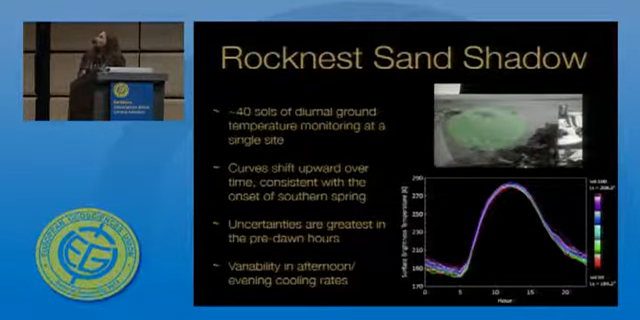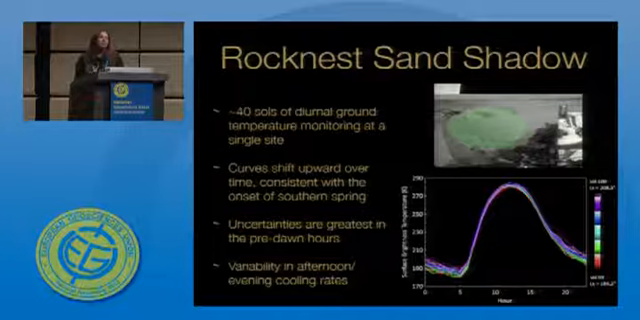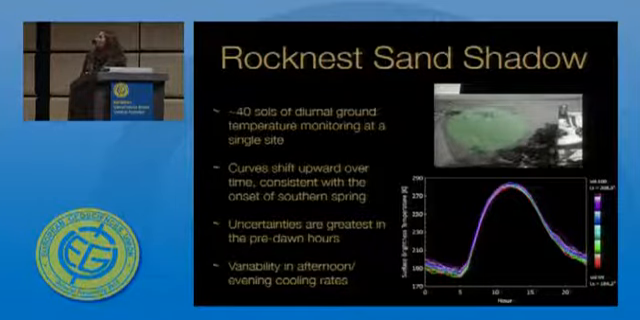So to zoom in on the Rocknest sand shadow, you can see the sand shadow here. The ground temperature sensor field of view extends a little bit beyond the sand shadow to include a few little scattered rocks out here, but the majority of it is dominated by the sand shadow itself. We spent about 40 sols here, and the reason was because we needed to clean out the sample handling system, and we wanted to exercise SAM and CheMin for the first time. So what that gave us was a really wonderful long time series of data at the same spot.